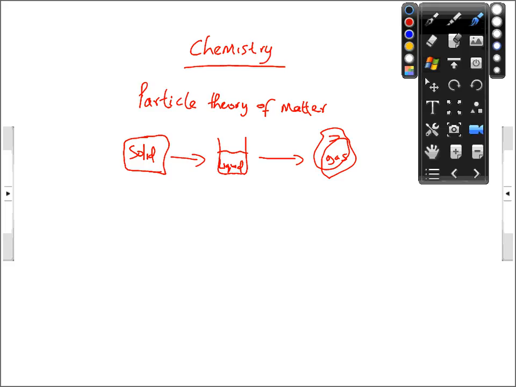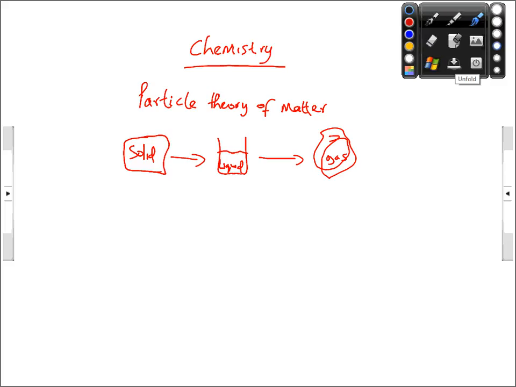Okay, now the particle theory of matter. The particle theory of matter says solid changes to liquid, liquid changes to gas.